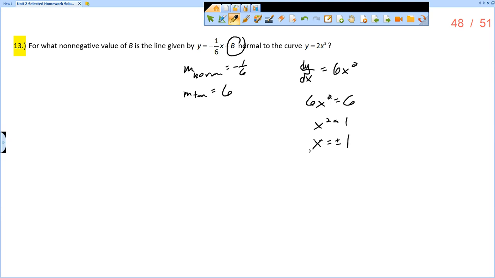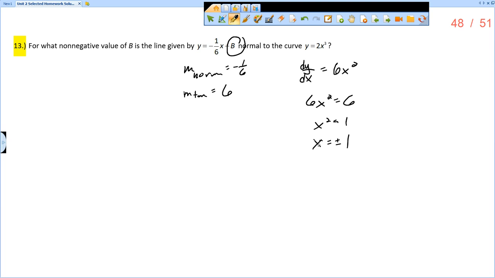Now, this is not the answer. These are not the answers. Why? Because what have we found? We found the x values on the graph of y equals 2x cubed for which the tangent line has a slope of 6, or the normal line has a slope of negative 1/6. So now I need to figure out what is the y-intercept that would go with that normal line. There's two ways you could do it, analytically or graphically. I will show you both.